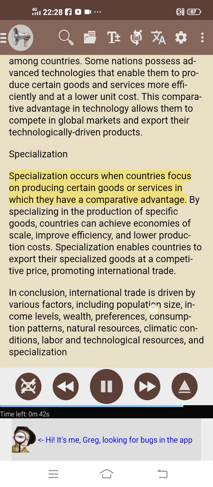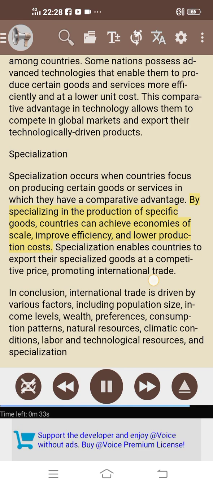Specialization. Specialization occurs when countries focus on producing certain goods or services in which they have a comparative advantage. By specializing in the production of specific goods, countries can achieve economies of scale, improve efficiency, and lower production costs. Specialization enables countries to export their specialized goods at a competitive price, promoting international trade.